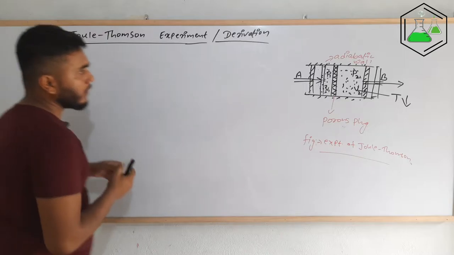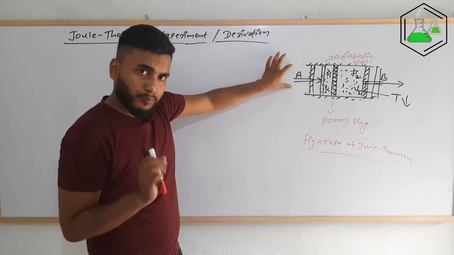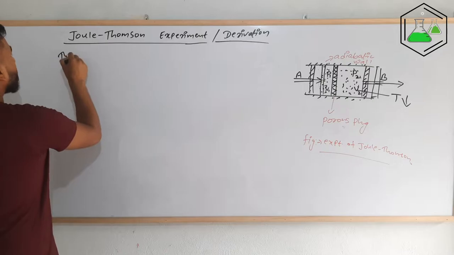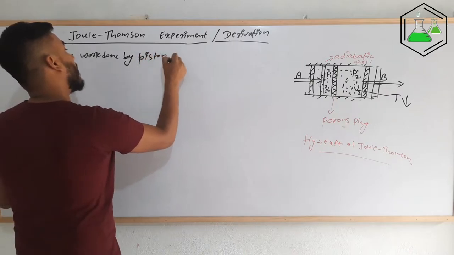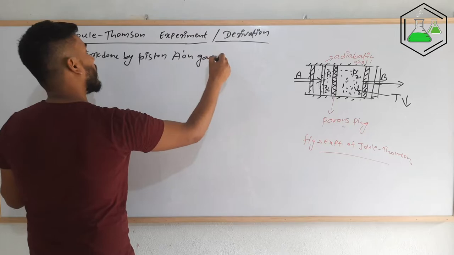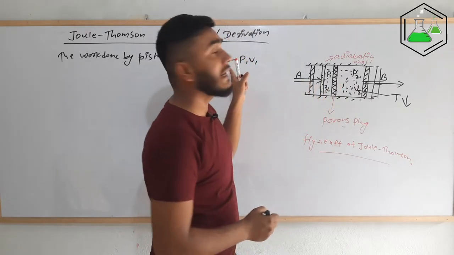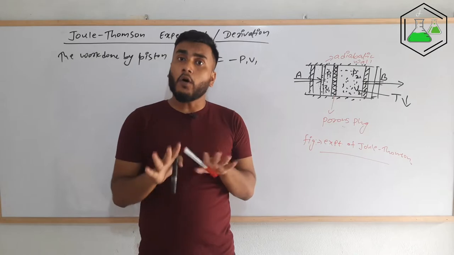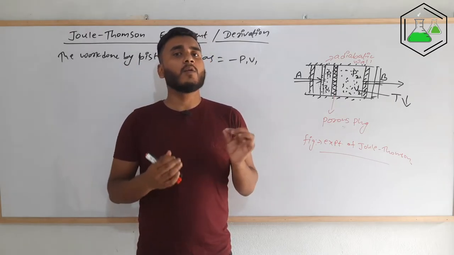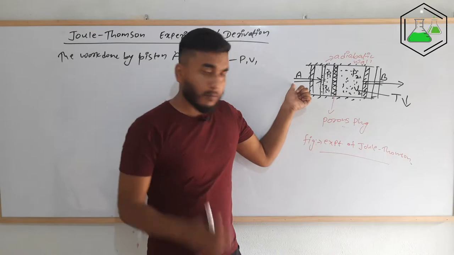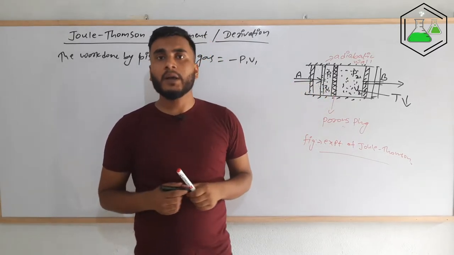So let's do that. First of all, see over here, there was gas in this region and piston A is moving inward. So piston A is pushing the gas, right? So the work done by piston A on gas will be equal to minus P1V1, the pressure into volume. But there is a negative sign over here, because whenever we do the work on the gas, then that work done is negative. And if the work is being done by the gas, then the work is positive. That's why when piston A moves inward, it pushes the gas inward. So the work done on the gas becomes minus P1V1.